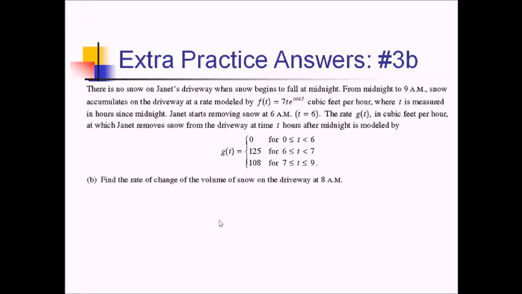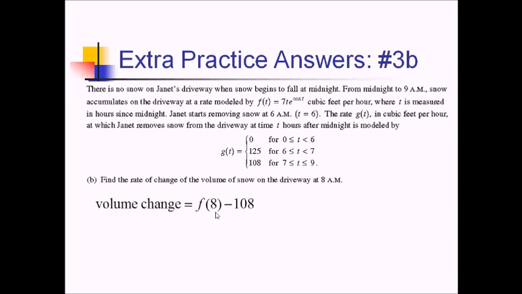For part B, we want to find the rate of change of the volume of snow on the driveway at 8 a.m. So this is the rate of change of the overall amount. This is going to be the rate in minus the rate out, f of t minus g of t. In particular, we're going to be doing f of 8 minus g of 8. f of 8 we're going to have to find on the calculator. g of 8 we can find right away. That follows the rule in the interval from 7 to 9 because we're plugging in 8. So that would just be 108.